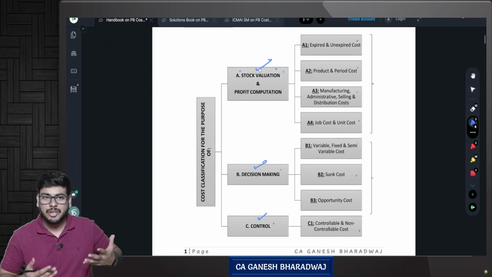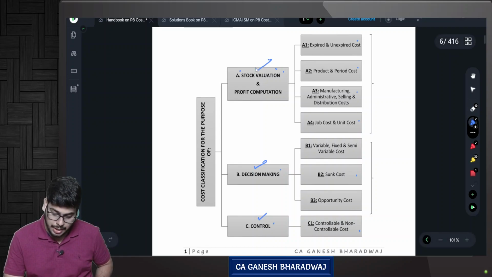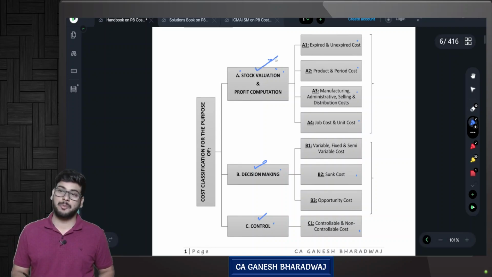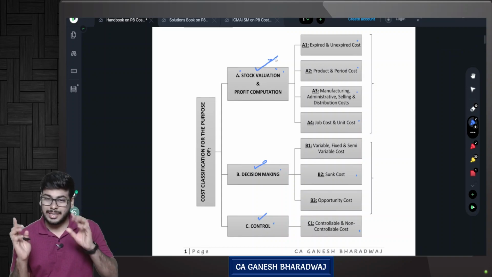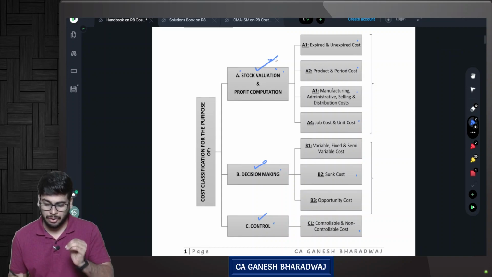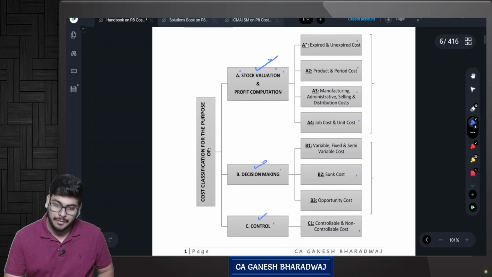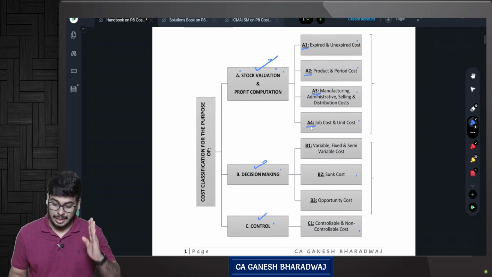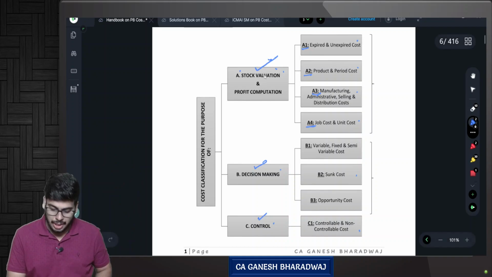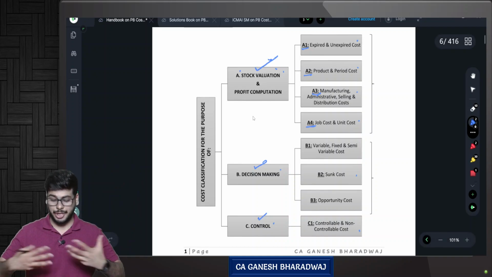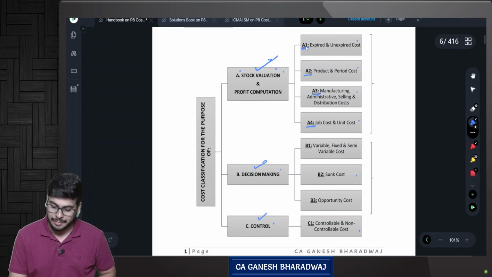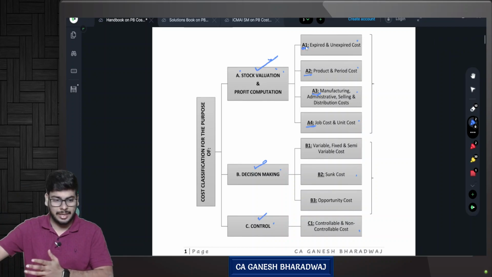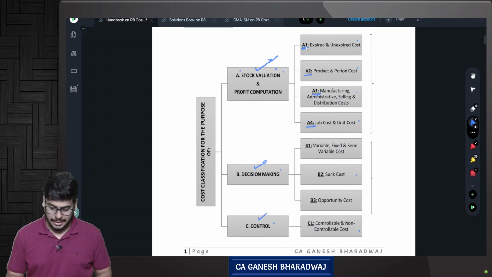Now when you are using this subject, what is the subject? Cost accounting. When you are using the cost accounting subject for the purpose of stock valuation and profit computation, the same cost, whatever we saw in the definition of cost, should be looked at from the perspective of A1, A2, A3 and A4. Are you clear with this? When you are using this subject for the purpose of achieving stock valuation and profit computation as an objective, it needs to be looked at from the perspective of A1, A2, A3, A4. What are these A1, A2, A3, A4? I will get into it, don't worry. But you just understand this for the time being.